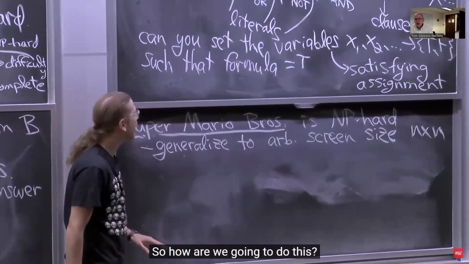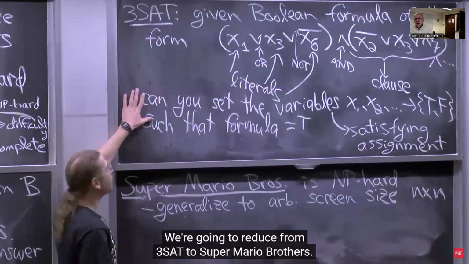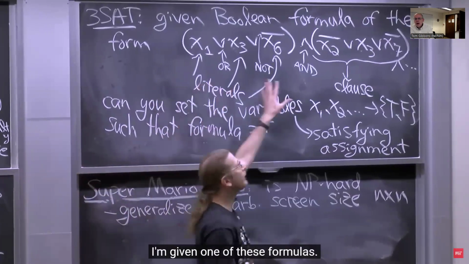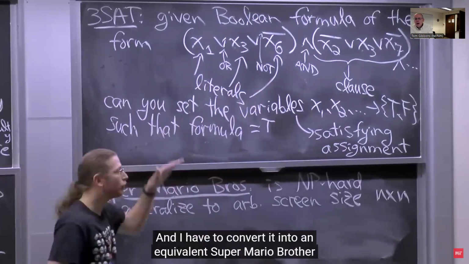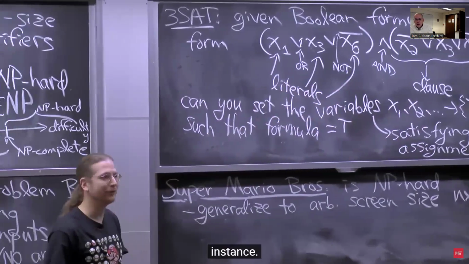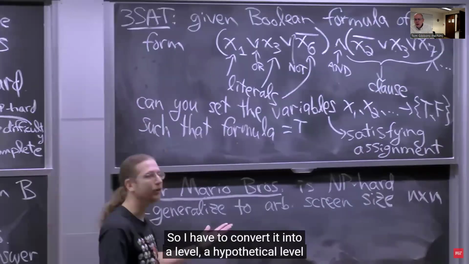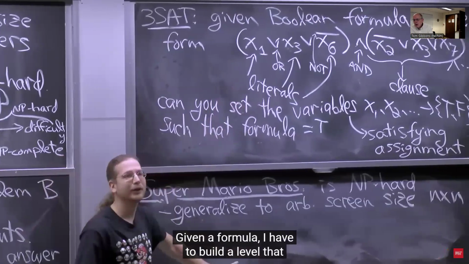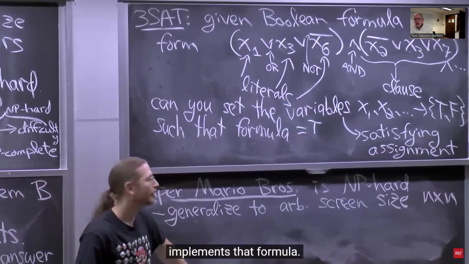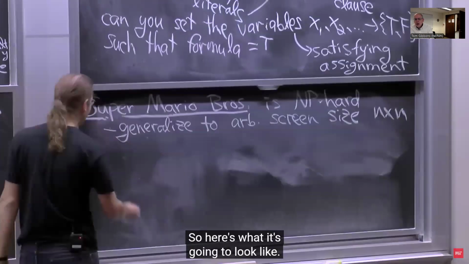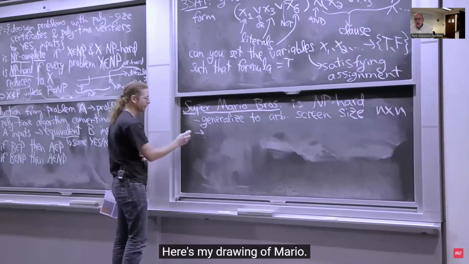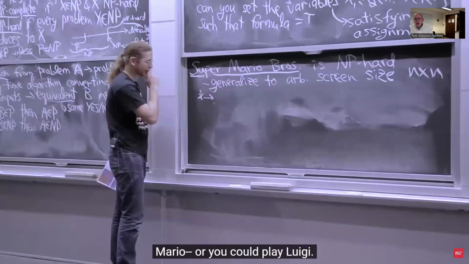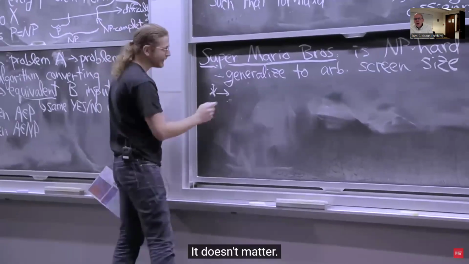Okay, so how are we going to do this? We're going to reduce from 3SAT to Super Mario Brothers. So that means I'm given, I don't get to choose, I'm given one of these formulas, and I have to convert it into an equivalent Super Mario Brothers instance. So I have to convert it into a hypothetical level of Super Mario Brothers. Given a formula, I have to build a level that implements that formula. Okay, so here's what it's going to look like. I'm going to start out somewhere. Here's my drawing of Mario. Or we could play Luigi, doesn't matter.